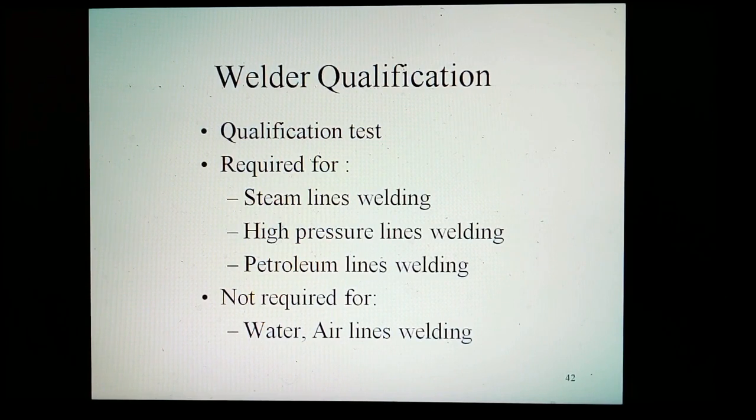Welder qualification. A welder should pass a qualification test. It is required for steam line welding, high pressure lines welding, petroleum lines welding. It is not required for water and air lines welding.